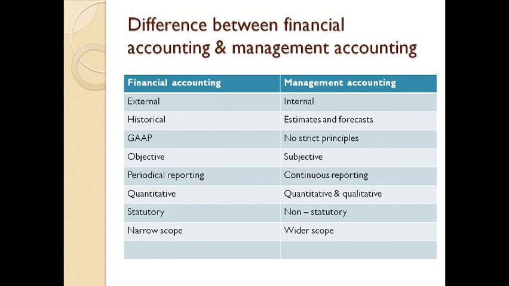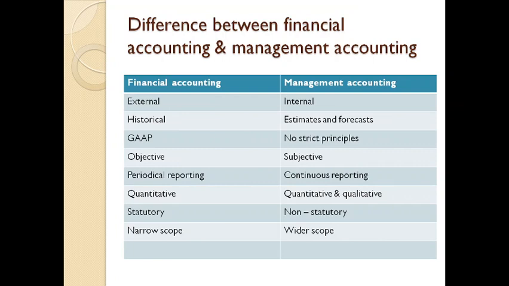And the third difference is on the basis of accounting principles. Financial accounting is based on generally accepted accounting principles because it is statutory, where it deals with concepts and conventions. But there are no strict accounting principles followed in management accounting, because one of the natures of management accounting is that it is not statutory.